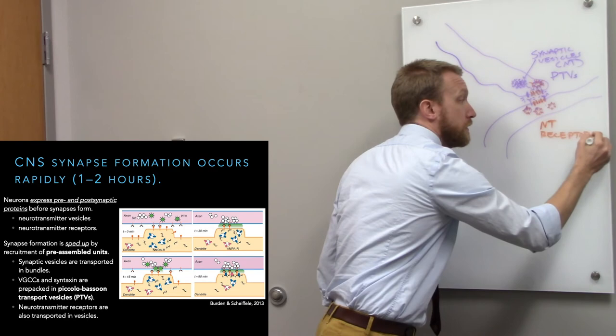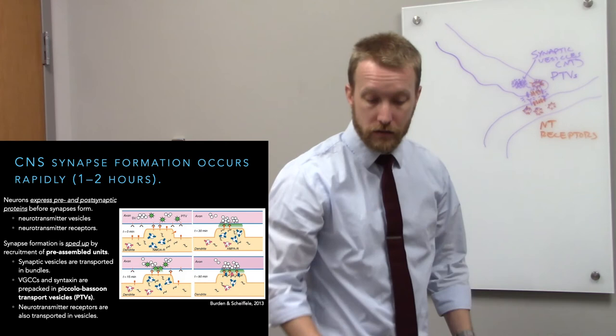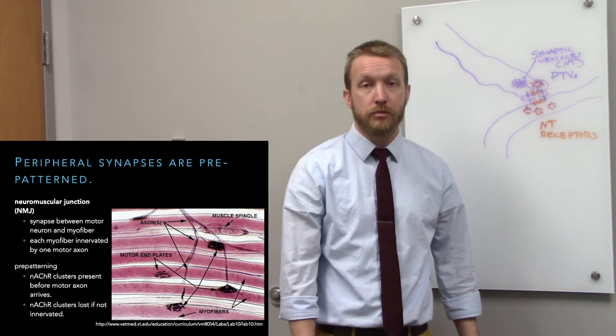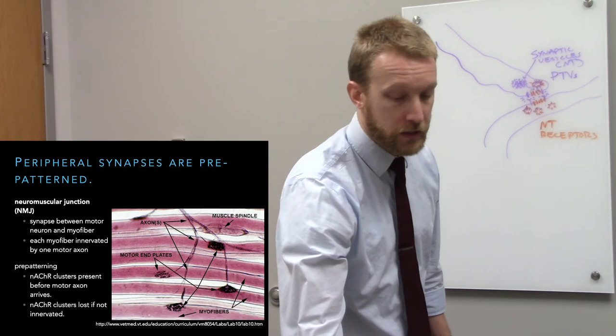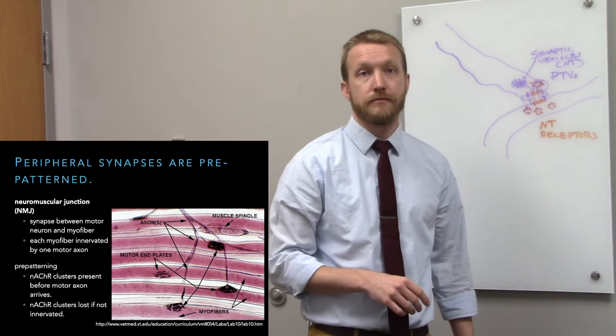So we take these big bundles, these pre-assembled units, and just stick them in the membrane wherever we have contact between axon and dendrite. And then, in 2 hours or less, or your money back, we formed ourselves a functional synapse. How nice is that? Now the same logic holds true in the periphery too. Peripheral synapses do their homework too. They read before they come to class, and they pre-pattern the muscle with neurotransmitter receptors. In this case, nicotinic acetylcholine receptors.